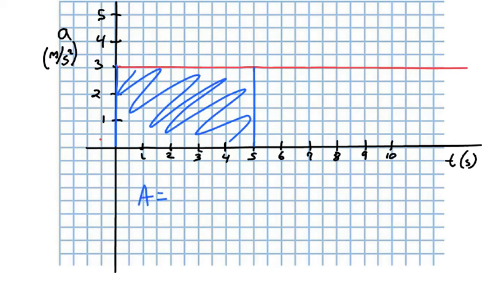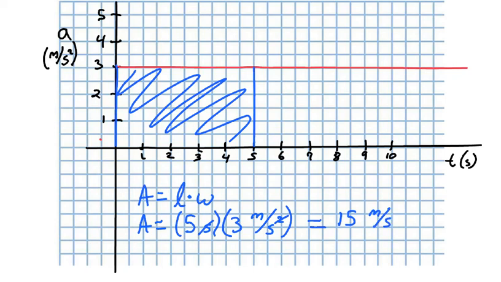Our area is going to be length times width, because it's a rectangle. Our length is 5 seconds. Our width, or our height here, I guess, is 3 meters per second squared. And so our area is going to be 5 times 3, which is 15. Units, we've got seconds times meters divided by seconds squared. So one factor of seconds cancels and one remains. My units would be 15 meters per second.